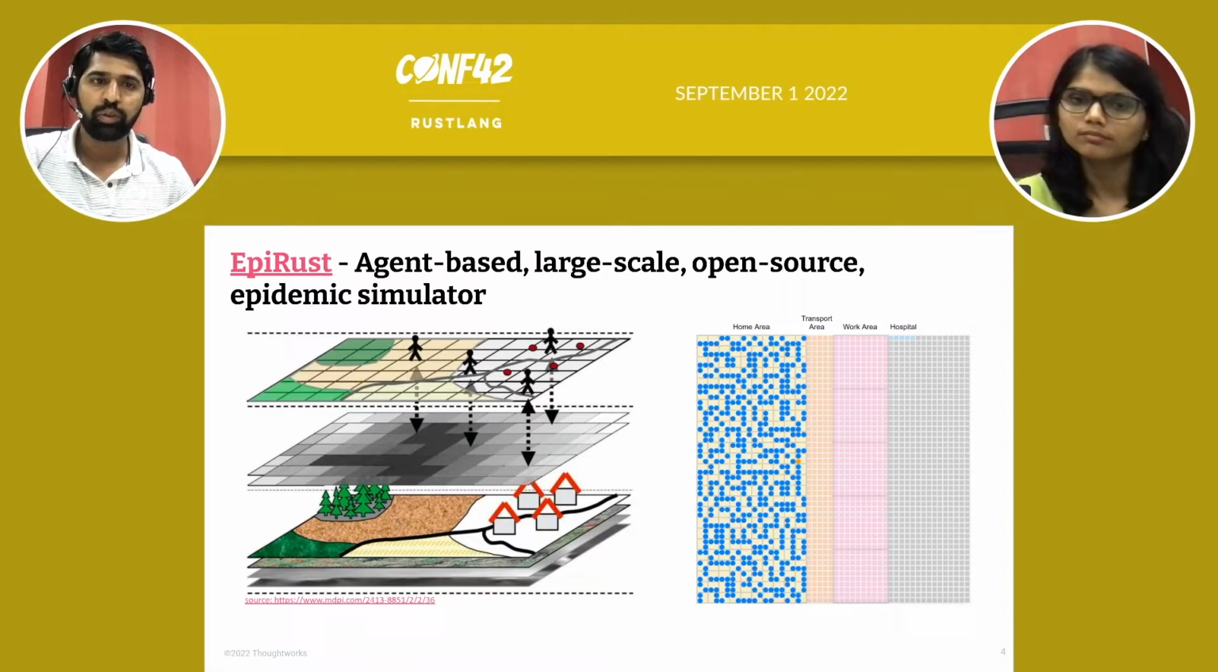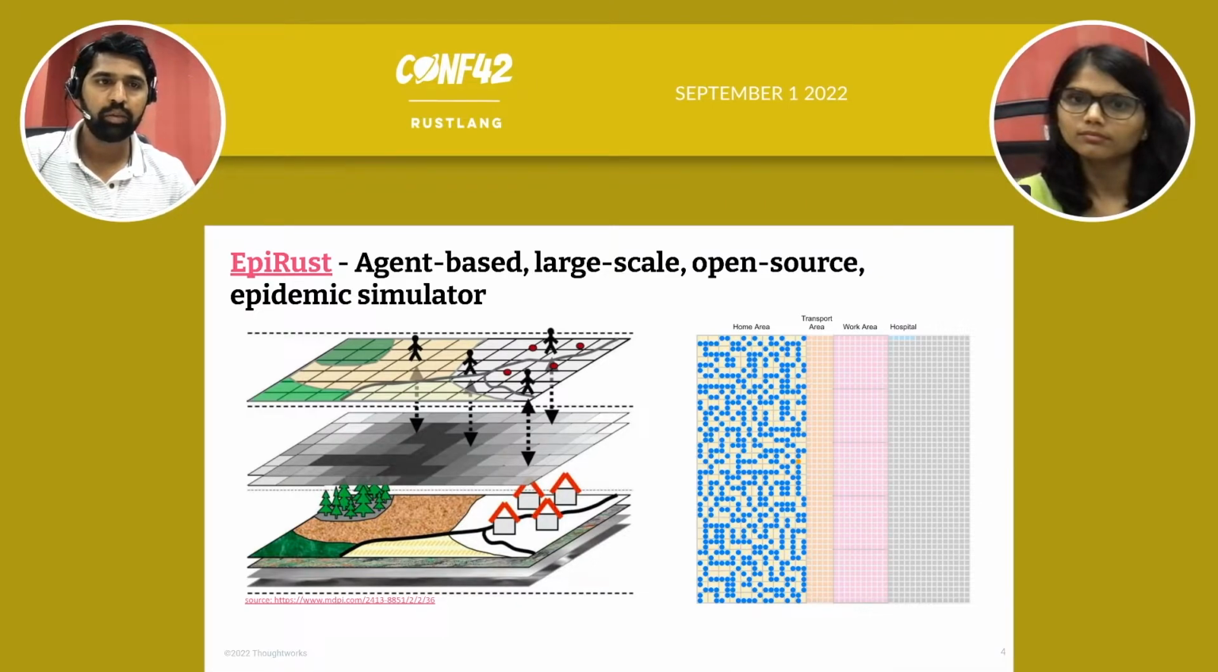While going to office, some of these individuals will take a transport area where they will be accompanied by other individuals who may be strangers. And just by sitting next to each other, there's a chance that a disease can be spread. So that is why we have a transport section.